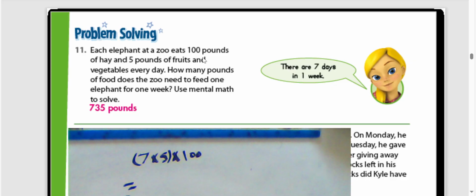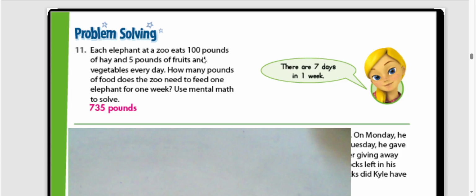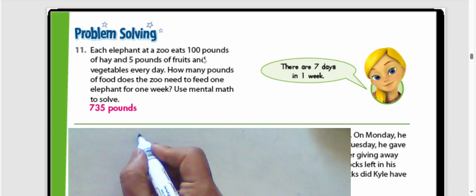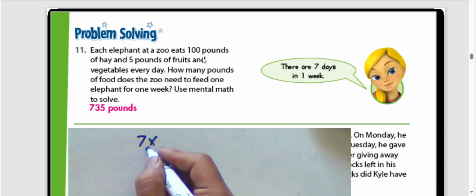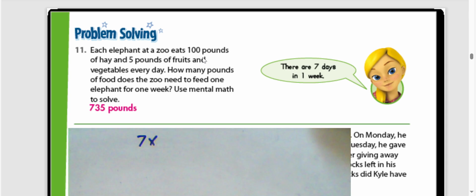We can use commutative and associative properties. 7 times 5 equals 35. Okay, again, read the example again. Each elephant at the zoo eats 100 pounds of hay and 5 pounds of fruit and vegetables every day.